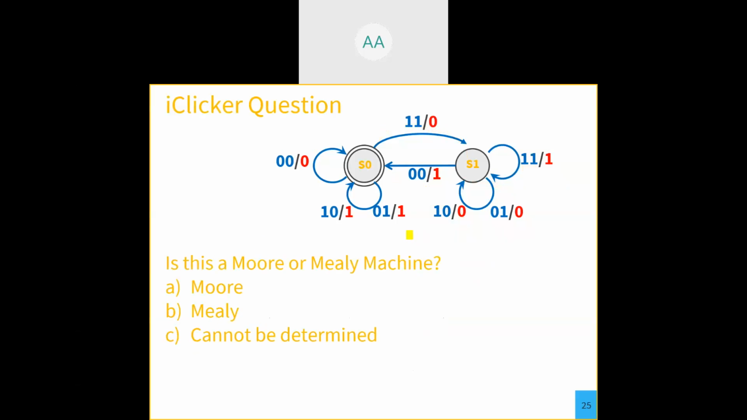So is this a Mealy machine or a Moore machine? We can see here the output depends on the input. So this is an example of a Mealy machine. Okay. For a Moore machine, the output doesn't depend on the input. It only depends on the current state. It's a Mealy machine, so output depends on the inputs as well as the current state.